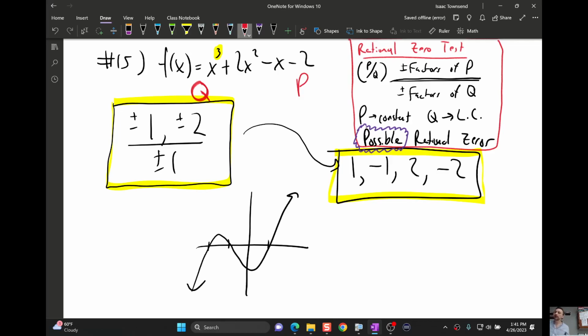So looking at the graph, what are the zeros of this function? -2, -1, and 1. Do you see how all of those were in the possible list? -2 was possible and it was a 0. -1 was possible and it's a 0. 1 was possible and it's a 0. 2 was possible, it just didn't end up being a 0 this time. So that's what it's trying to say.